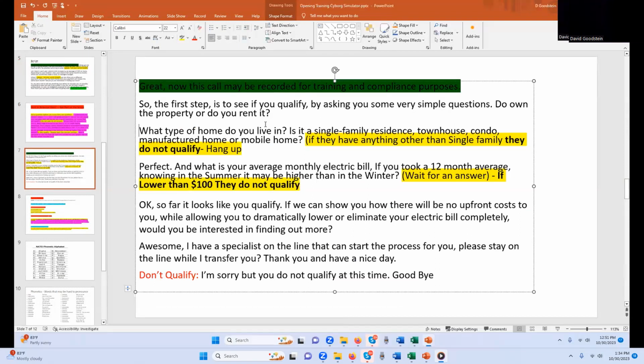Perfect. What is your average monthly electric bill if you took a 12-month average, knowing in the summertime it may be higher than in the winter? Anything less than $100, hang up. If it's $100 or more, continue. Okay, so far it looks like you qualify. Now, we can show you how there'll be no upfront cost to you while allowing you to dramatically lower or even eliminate your electric bill completely. Would you be interested in finding out more? Yes, continue. No, find out why.